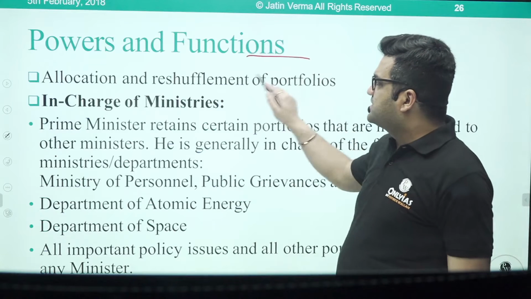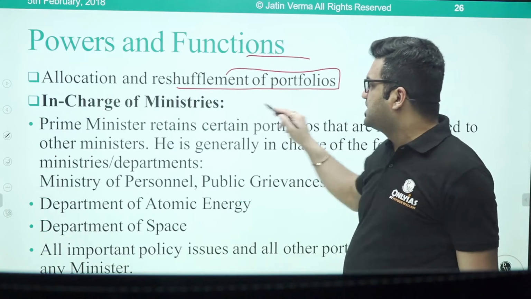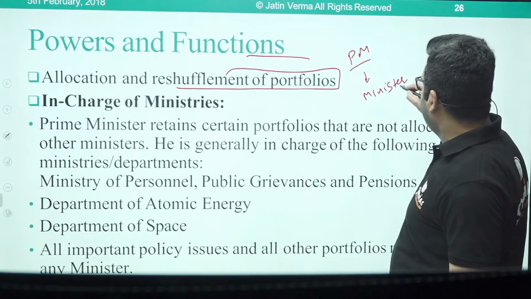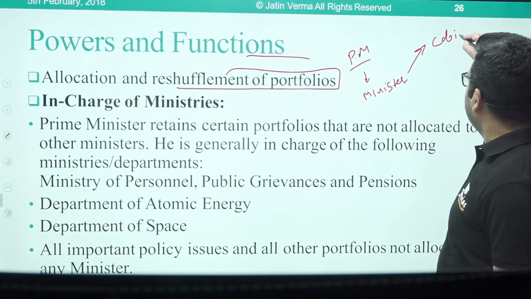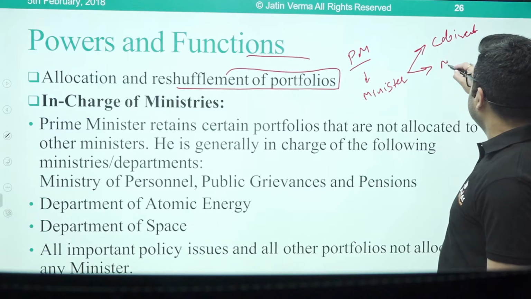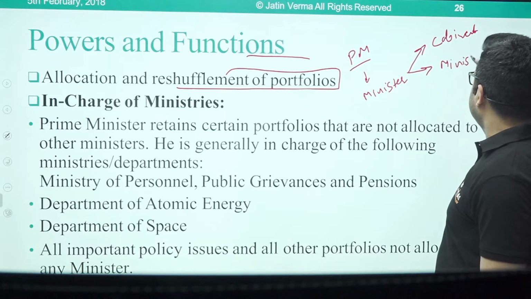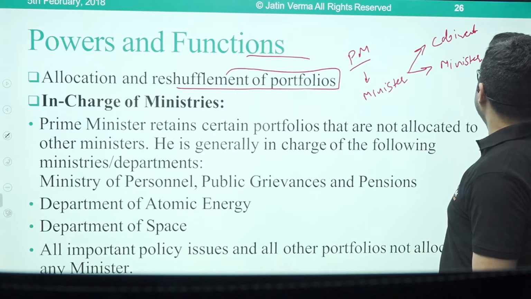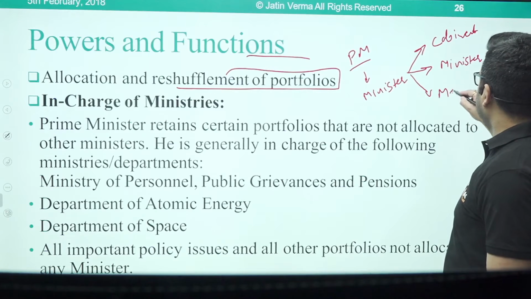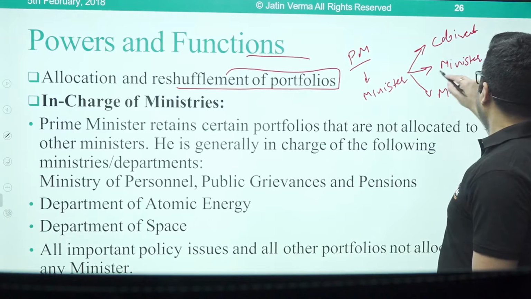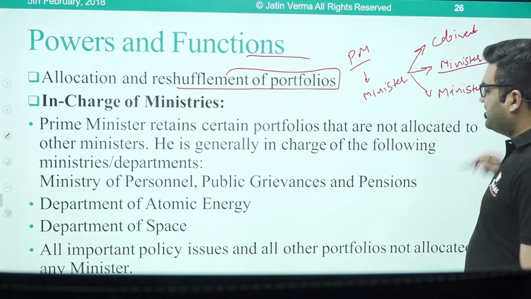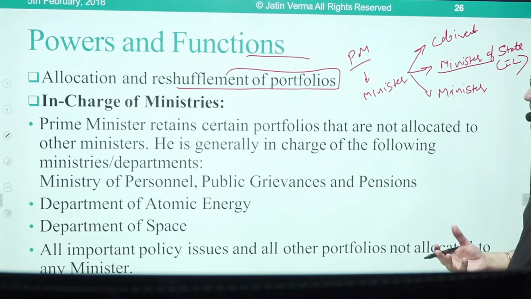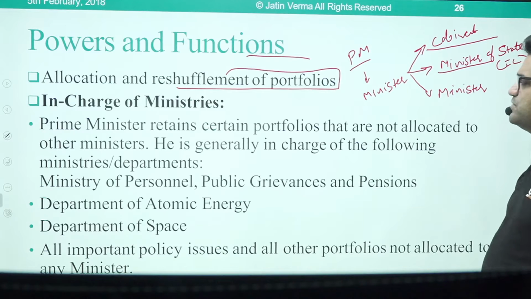Now, powers and functions: allocation and reshuffle of portfolios. Since he is the captain of the team, he decides his team. He decides which of the ministers would be given the rank of cabinet, and which of the ministers will be given the rank of minister of state, independent charge, IC, and minister of state. These are junior ministers. Independent charge means that this minister will be holding an independent ministry. Cabinet ministers are the senior most ministers.